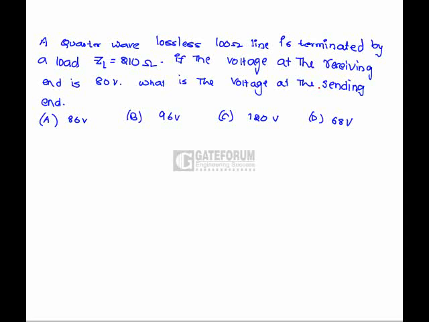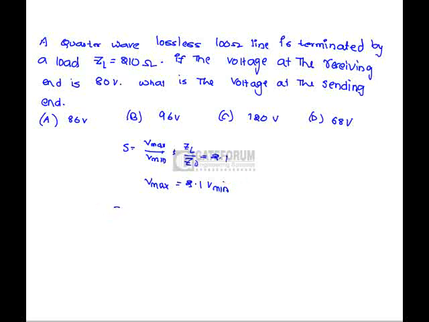If a lossless 100 ohm line is terminated by a load ZL equals 210 ohms, and the voltage at the receiving end is 80 volts, what is the voltage at the sending end? Here S equals Vmax by Vmin, that is ZL by Z0, which is 2.1. So Vmax equals 2.1 Vmin.